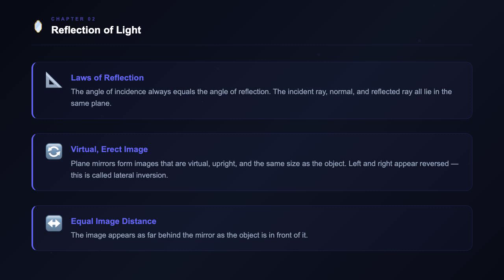When plane mirrors form images, they have four key characteristics. The image is virtual and erect. It is the same size as the object. The image is laterally inverted, meaning left and right are reversed. The image distance behind the mirror equals the object distance in front of it.